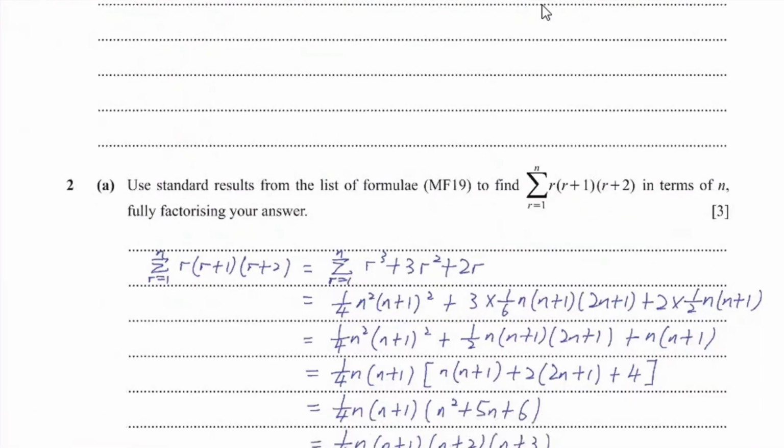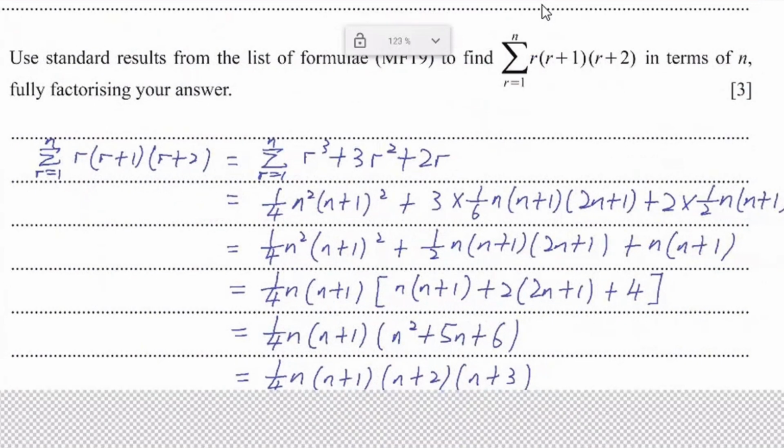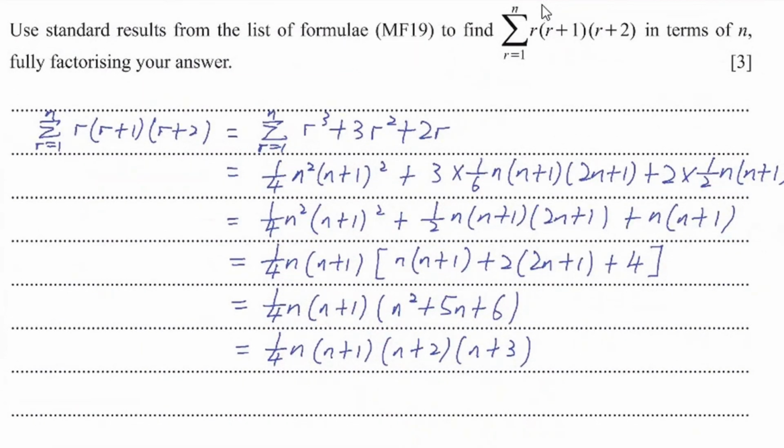So second question: using standard results from the MF19, find this sum in terms of n, fully factorizing your answer. So this should be something that we should be very familiar with already. It is all about expanding the expressions here to get all the r cubes, r squared, and so on. And then later on, just apply those results that we have from the MF19. And after that, it's just to try to factorize the common terms out.